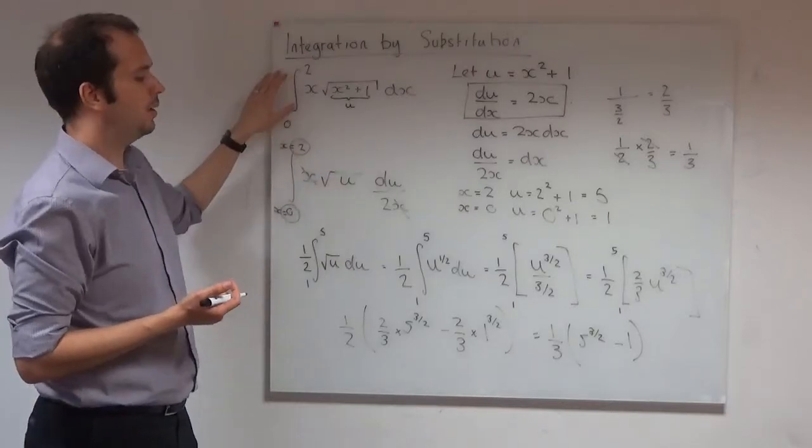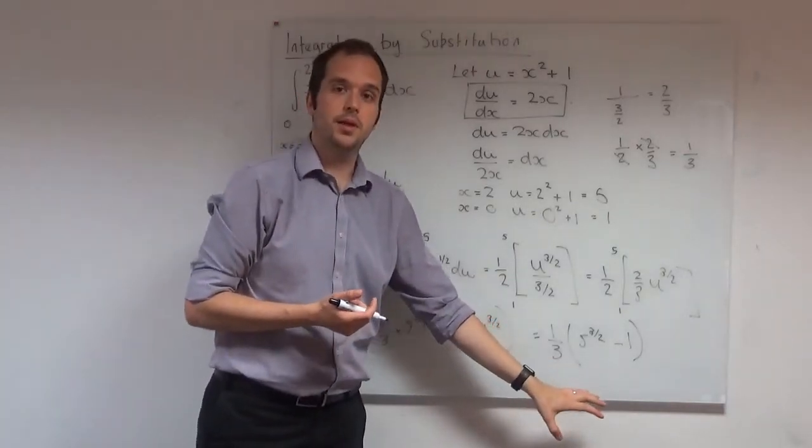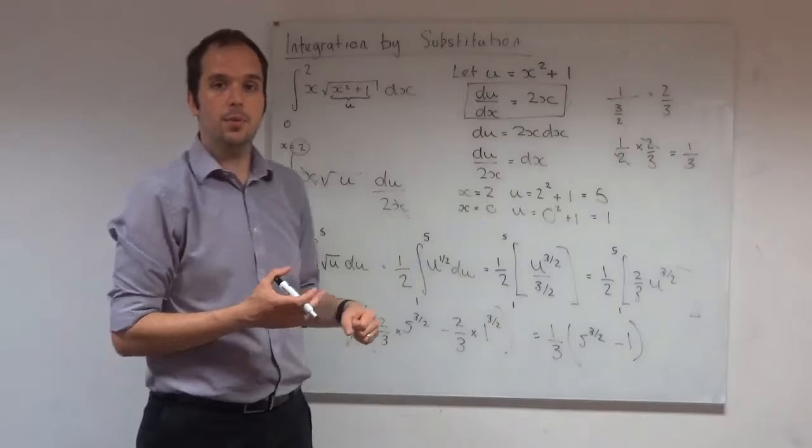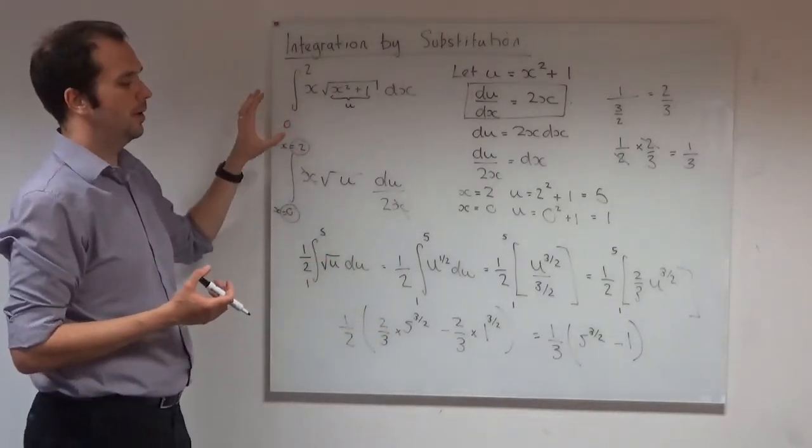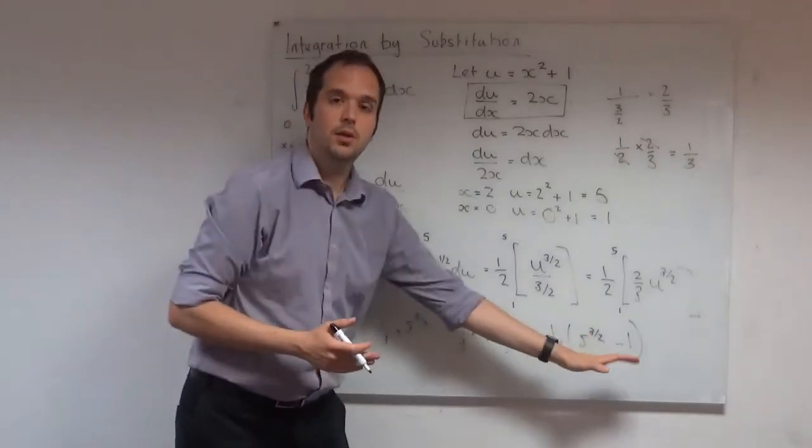Remember, when you've got limits, there's no constant of integration, so you don't need to add a plus c. You only need to do that when you don't have limits. But we have limits, so we don't.